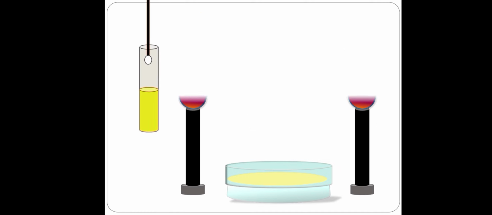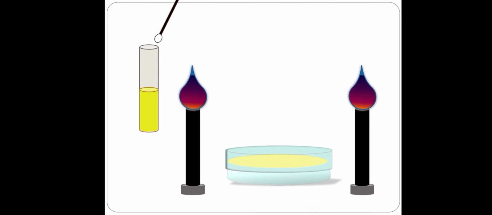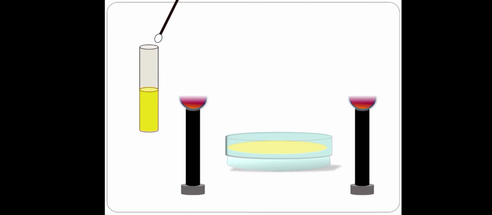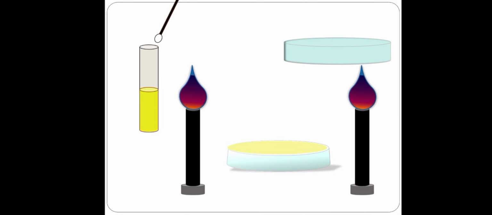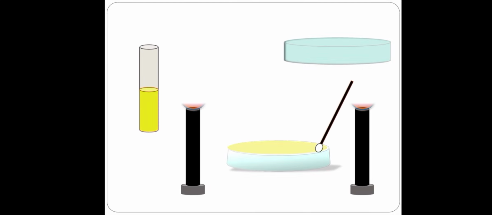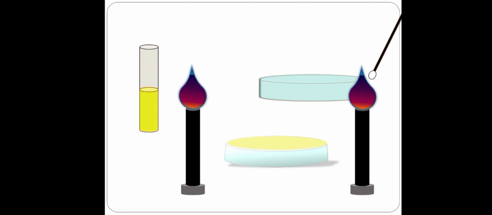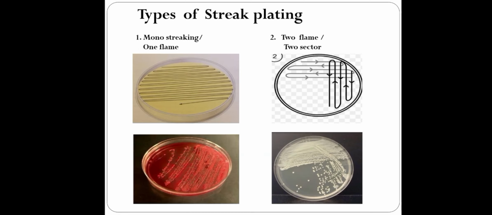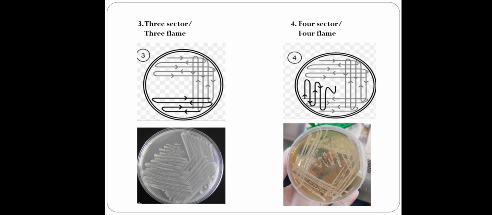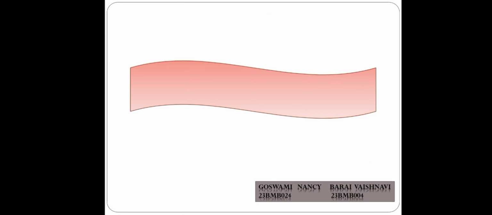Here, as we can see, we are taking a sample from the microbial culture and streaking it in a zigzag pattern between two Bunsen burners, maintaining aseptic conditions to avoid contamination from atmospheric microorganisms. Mono streaking, one flame, two flame or two sector are the types of streaking. It also includes the 3 sector or 3 flame method, and the 4 sector or 4 flame method.